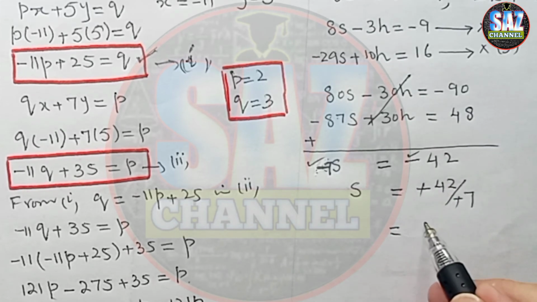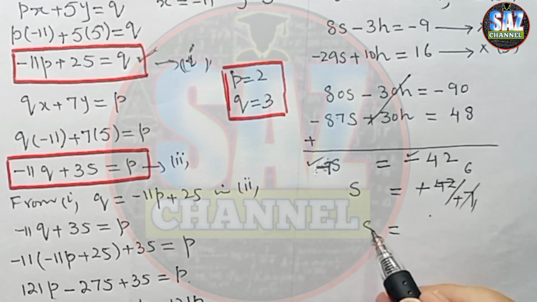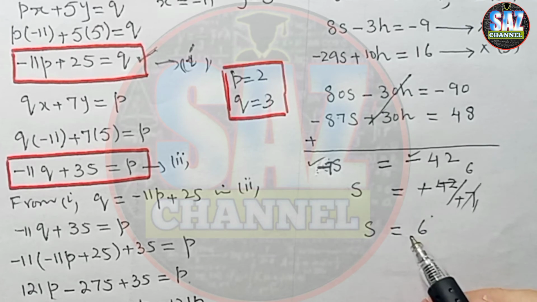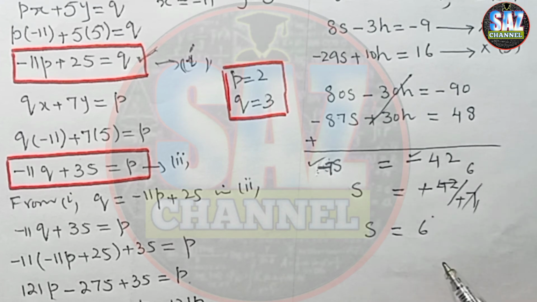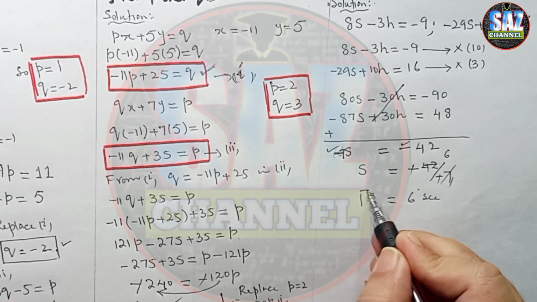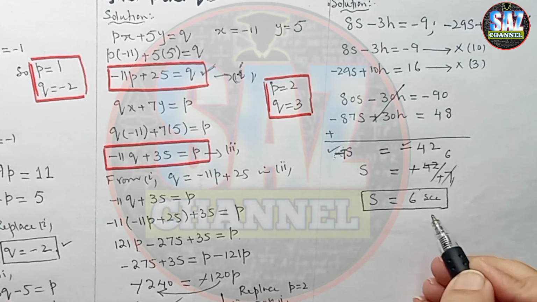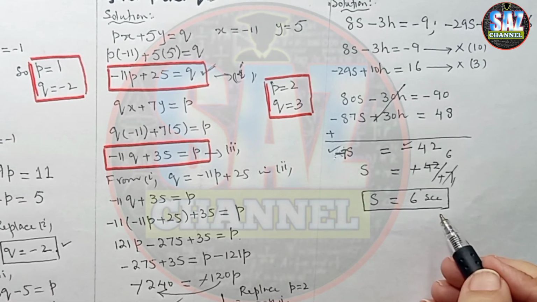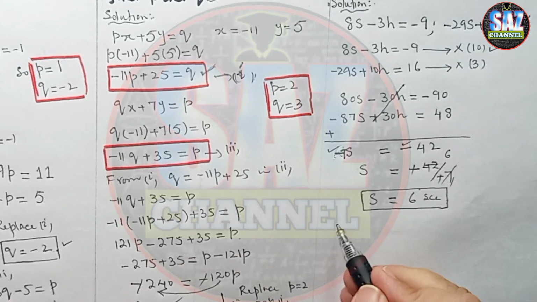How many times is 42? 7 ones are 7 and 7 sixes are 42. So s equals 6, and in the question, height is in h meters and time is in seconds. So s is 6 seconds. After getting the time, we have to replace the value of s in any one of the equations, and I will be choosing this original equation 1.